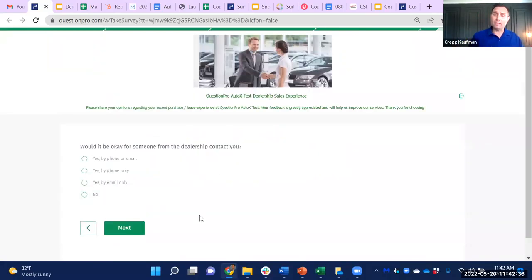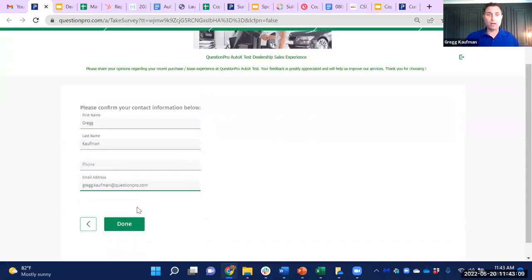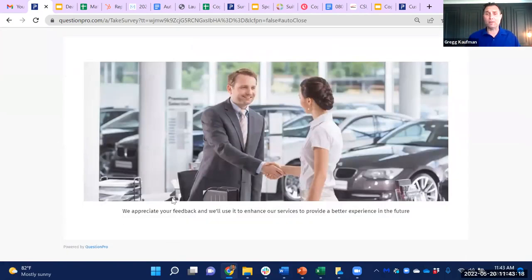Okay, so because we were a detractor on the Net Promoter Plus question, there's going to be an opt-in question to say, essentially, can somebody from the dealership contact you based on your experience today? So in the event that an individual says yes by phone, by email, or by email only, as long as they opt in some way, shape, or form, that's going to trigger a hot alert that's going to go directly to the empowered person at the dealership to resolve that issue. So here I'm going to just confirm my contact information in the event that the dealer wants to get back in touch. And that's it. The survey is complete.